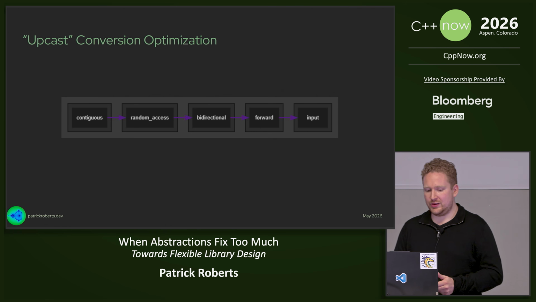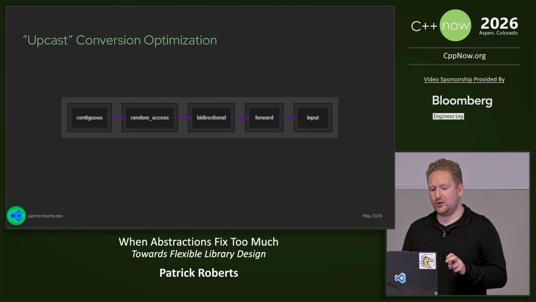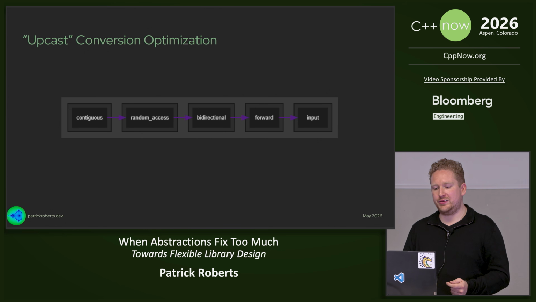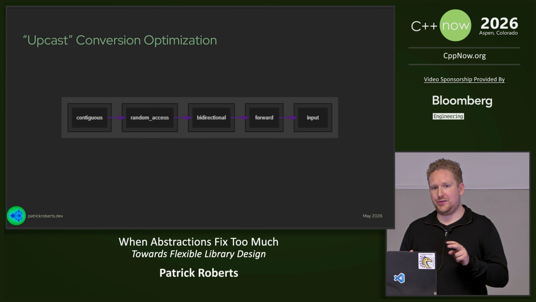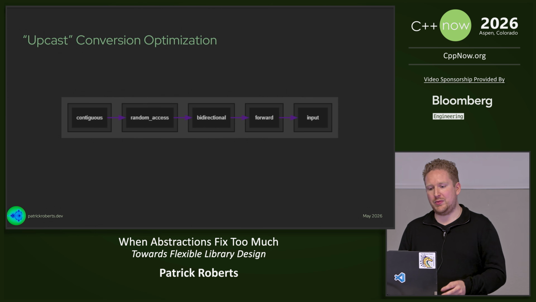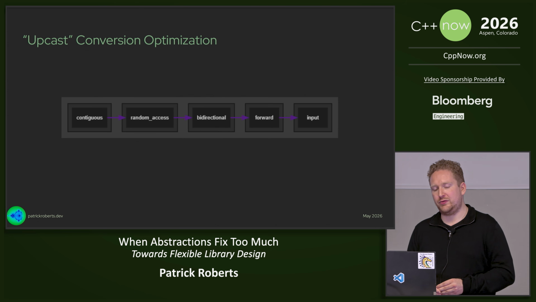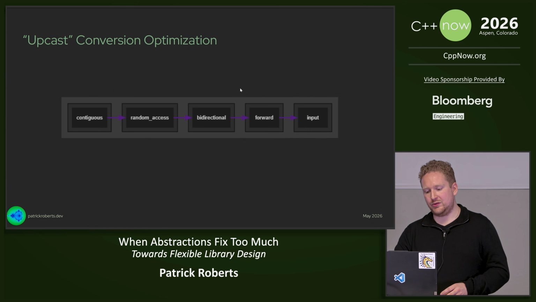So the first optimization that I implemented is what I'm calling an upcast conversion. It's not really an upcast because there's no inheritance of objects here. The inheritance actually happens in the witness table. But imagine if we have a composition of capabilities for a contiguous iterator that inherits from a composition of capabilities for a random access iterator, which inherits from a composition of bidirectional capabilities and so on. Whereas the base class witness table is just the set of capabilities for the input iterator. And so that's what this is visualizing.